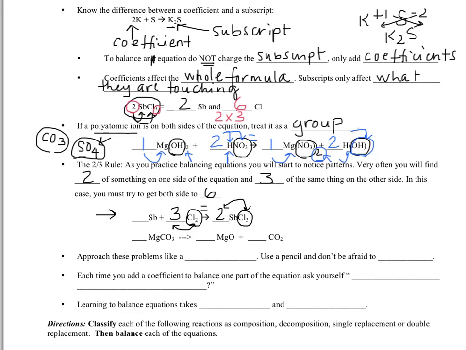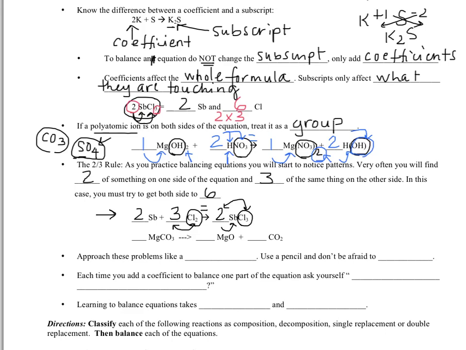Now I can't forget to ask myself, what else did I affect? That 2 affected that Sb, so now I've got 2 Sbs on the right. So I got to put a 2 over here, and I got 2 Sbs on the left. Now I'm equal. That kind of 2-3 rule you'll see a lot.